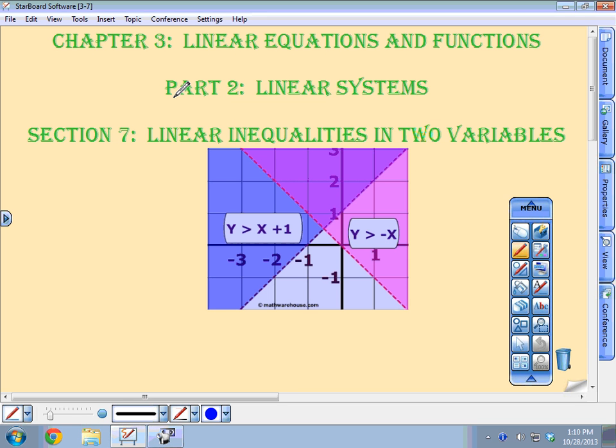Which is the linear inequalities in two variables. So in the beginning of the chapter, we did these linear equalities in two variables where we solved these systems of equalities. And so today, we're going to be starting on inequalities.